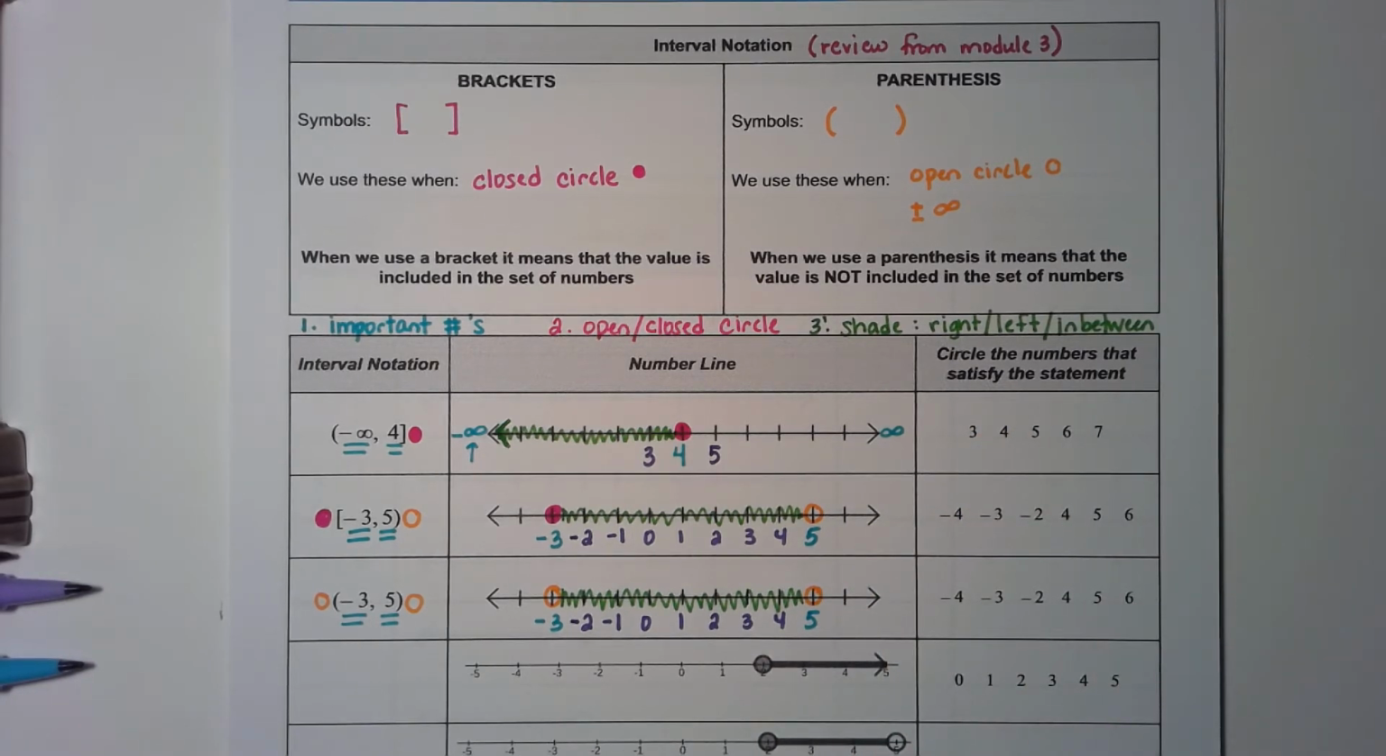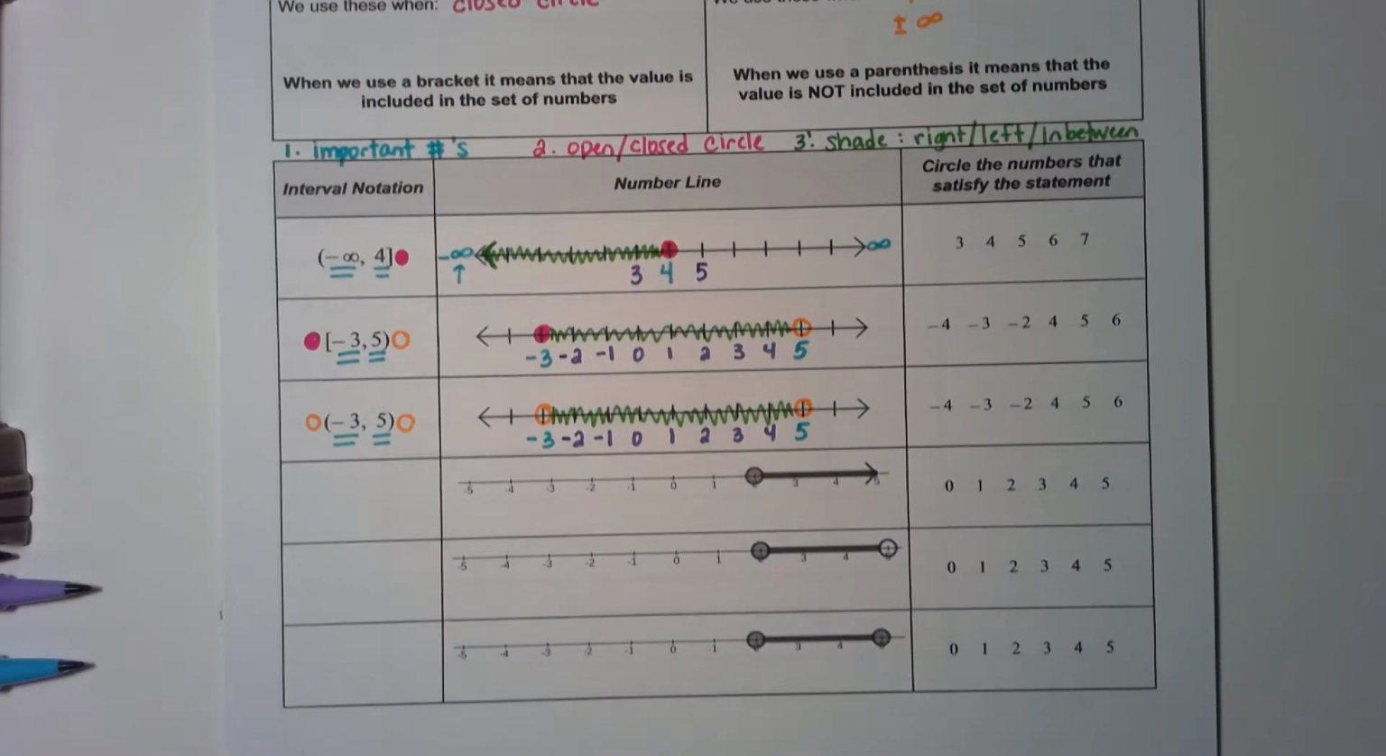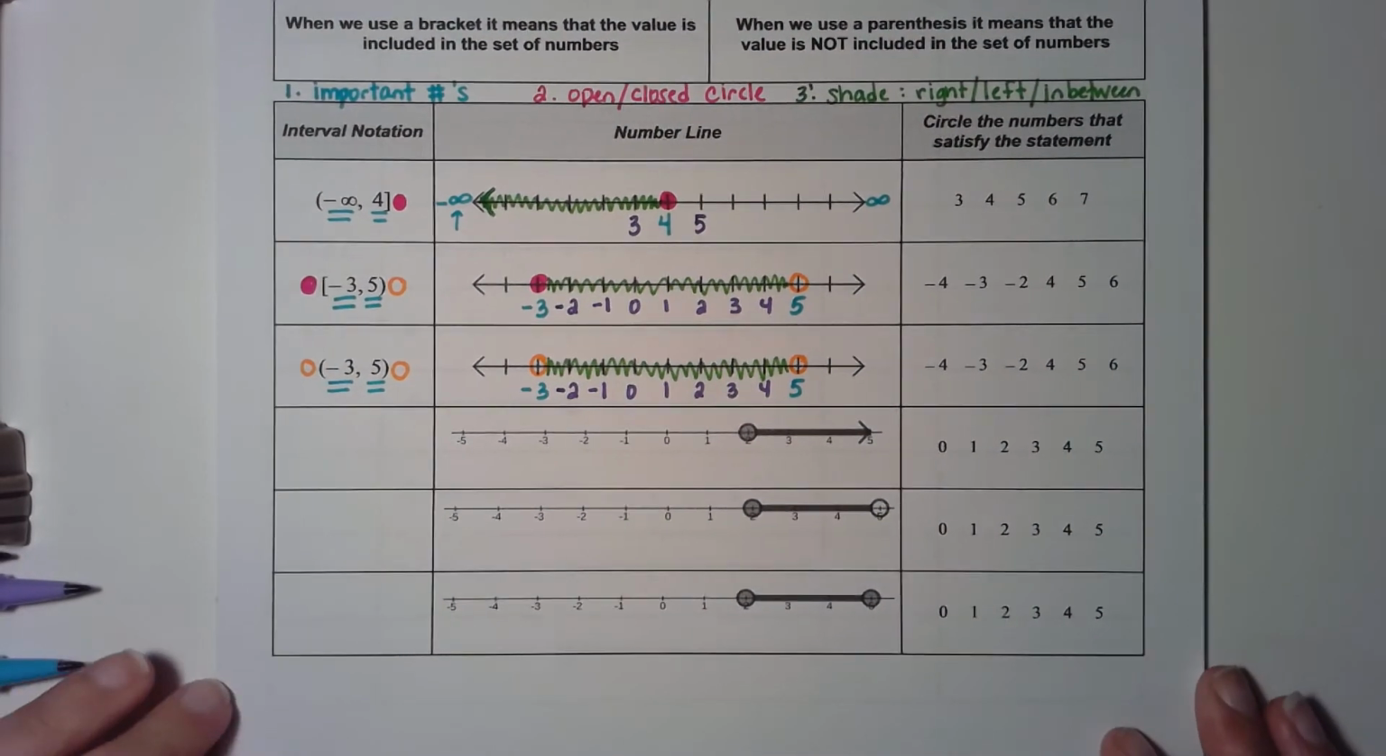Okay, now what if you have a graph and you want to write the interval notation? So let's talk about going the other direction. The good news is that we're still going to use the same 3 steps. We're going to look for important numbers, we're going to look for whether there are open or closed circles, and then we're going to show that we wanted the numbers that are in between.